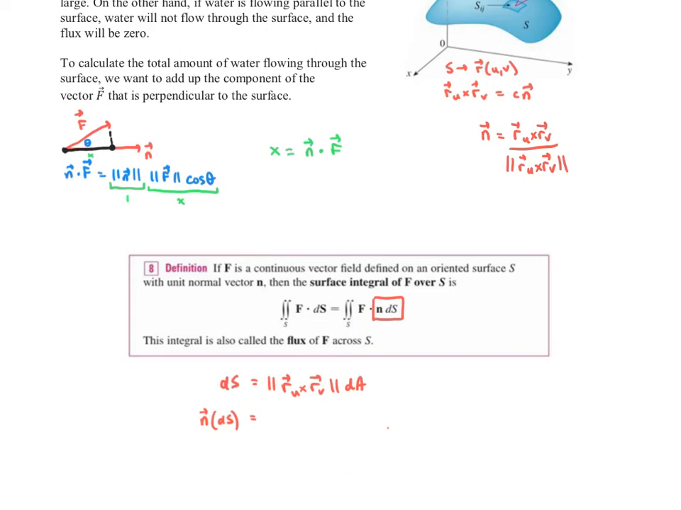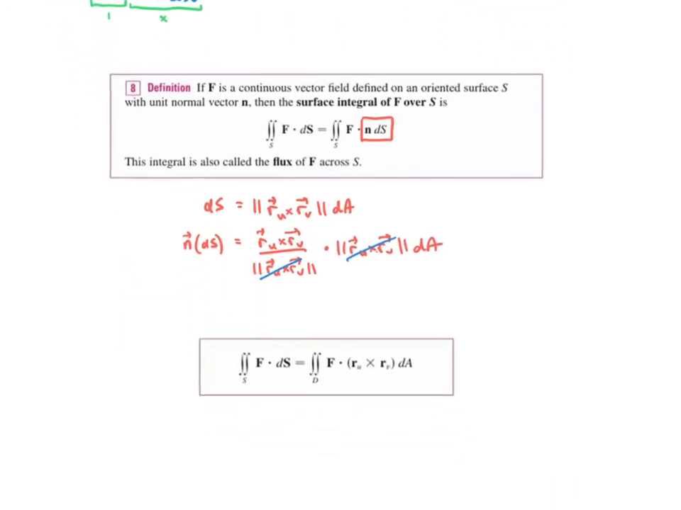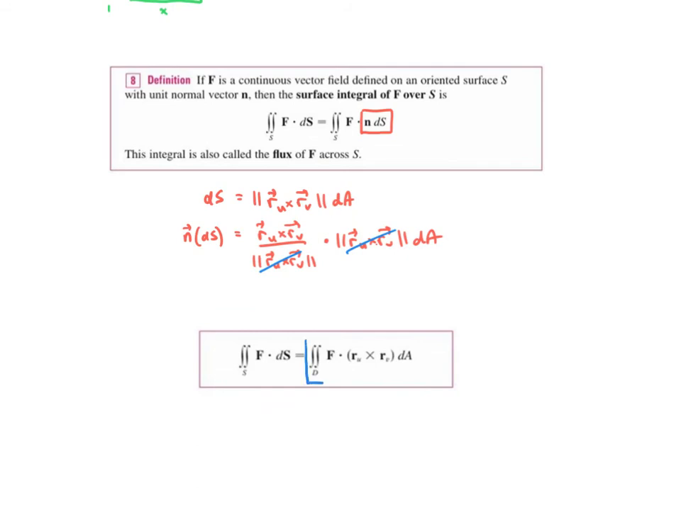So if we put all this together, if n is the cross product between these two divided by the magnitude of that cross product, and dS is the magnitude of the same exact cross product times dA, then algebraically we cancel those magnitudes. What we get is a nice double integral over a region D with a dA operator, where we're able to calculate the surface integral over a vector field.